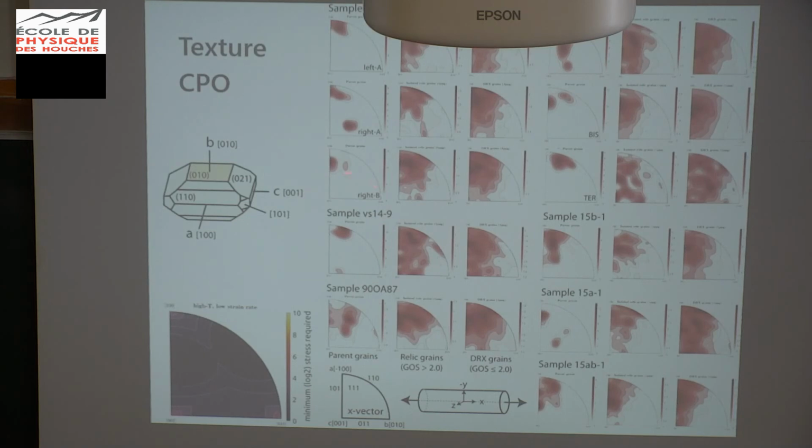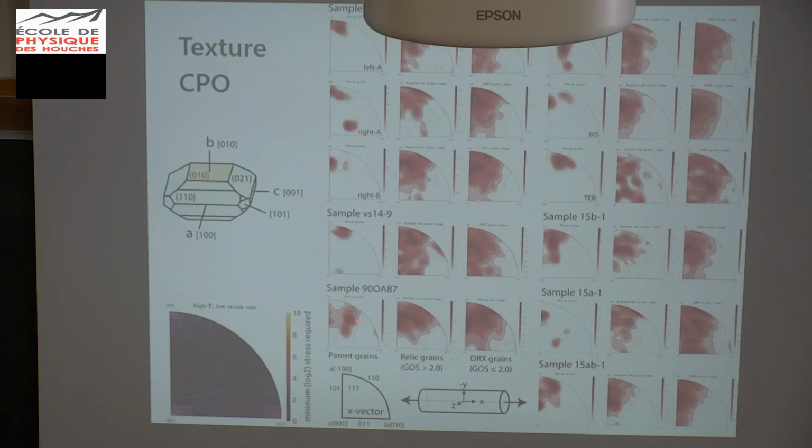Okay, in some cases this is inherited because some of the parent grains are already there, and that makes sense because if you plot a map with the minimum stress required for forming an olivine grain, this is the direction that is the softest one. So these are the parent grains that are most deformed, the ones that develop more dynamic recrystallization.